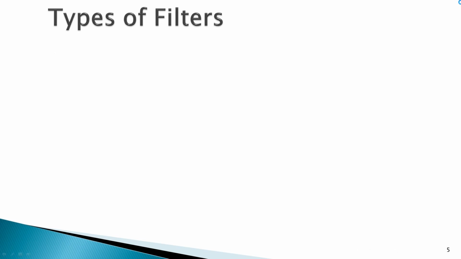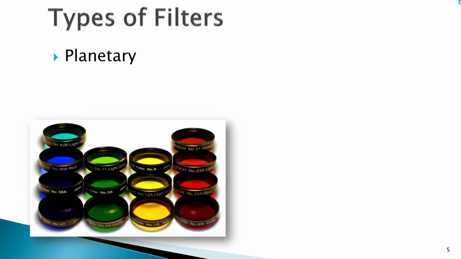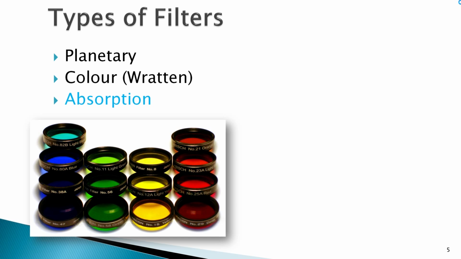Thus, for all intents and purposes, we are essentially dealing with 2 types of filters. The first type are most commonly referred to as planetary filters, which are in essence color filters, commonly identified using the Wratten numbering system. These filters are all absorption type. They block light by absorbing it.